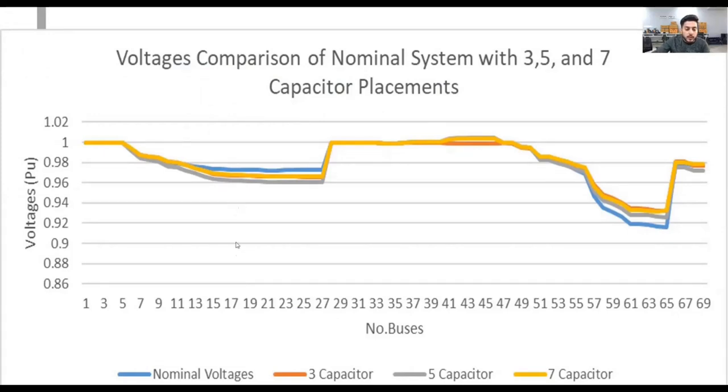Here you can see that the blue shaded line is nominal voltages. After that, we have the orange line, which is voltages with 3 capacitors. And the gray shaded line is voltages with 5 capacitors. You can see that the voltages are improved compared to 3 capacitors and nominal voltages. After that, we have the yellow shaded line with 7 capacitors. We have more improved voltages with 7 capacitors.